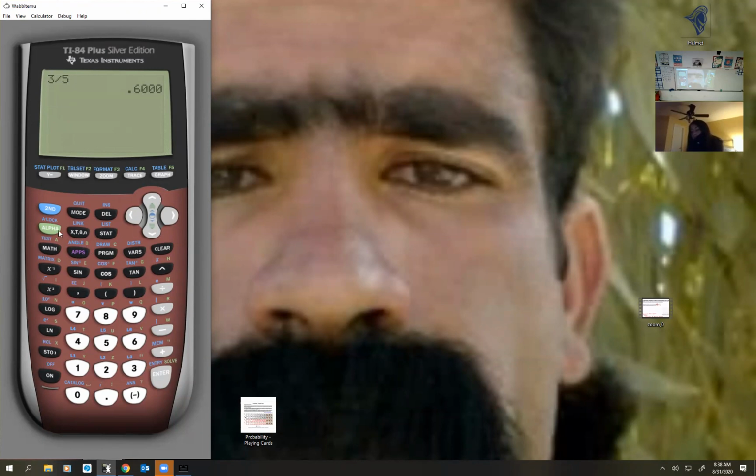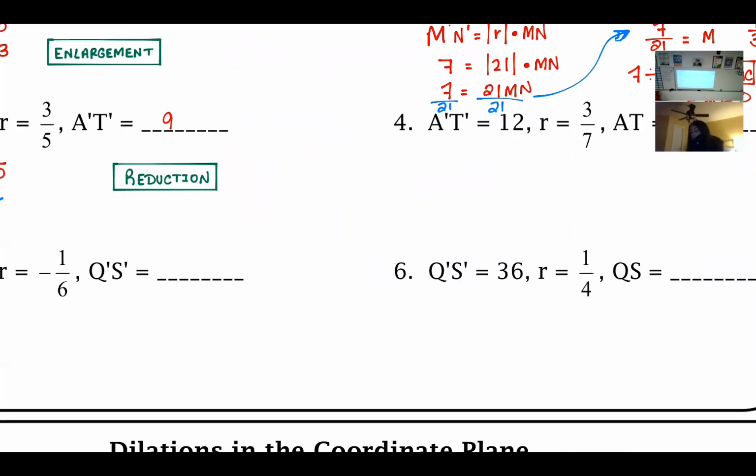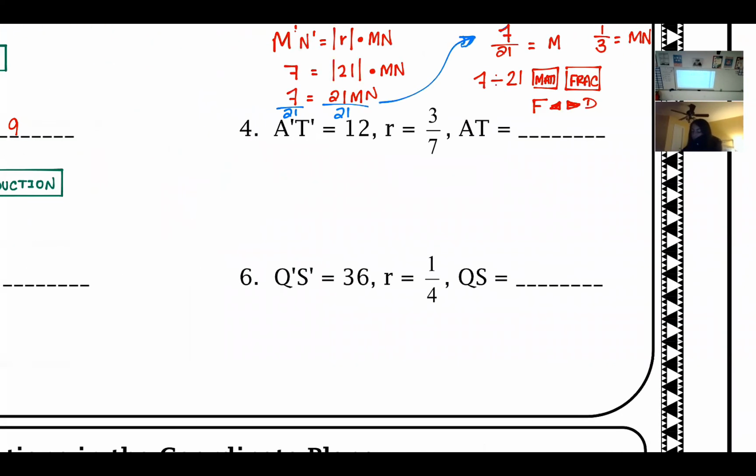Okay, so let's take a peek now. If I hit math, look at that little frac guy right there, and I hit frac, it tells me my answer is 3/5. Let's do another fraction one, just because y'all make me nervous on that. Let's do number 4, because number 4 is a little wonky. It gives us our image again. Wants us to find our preimage.